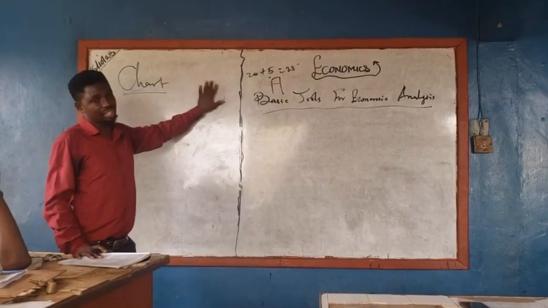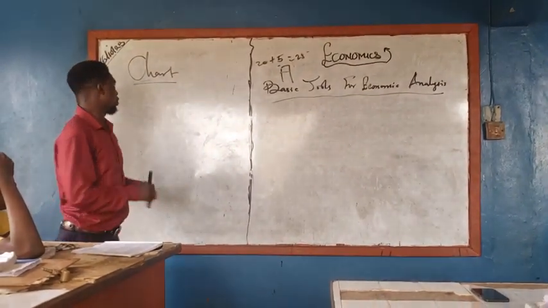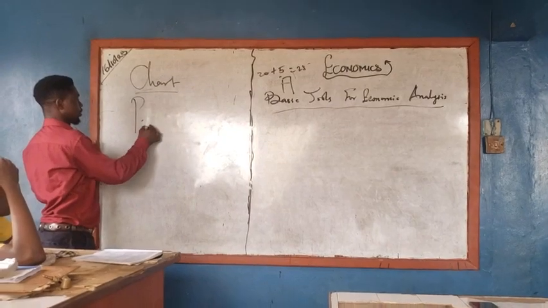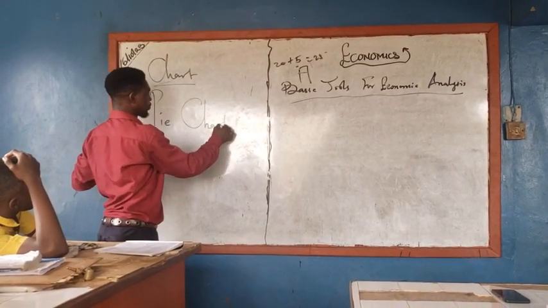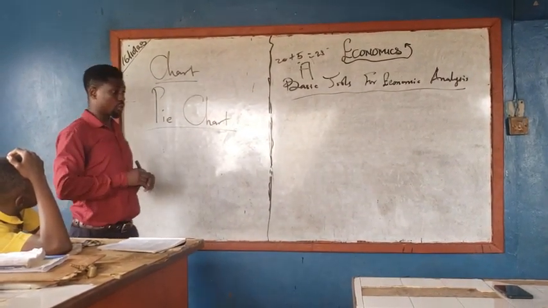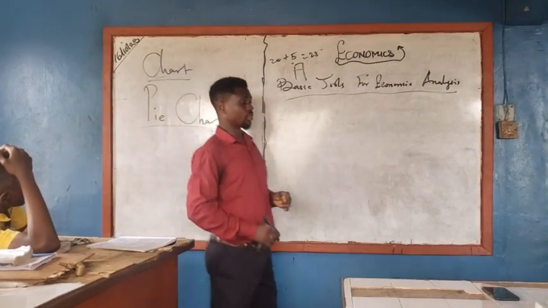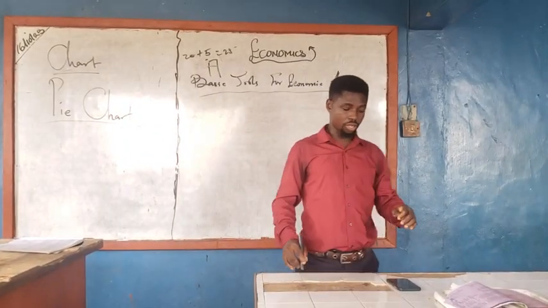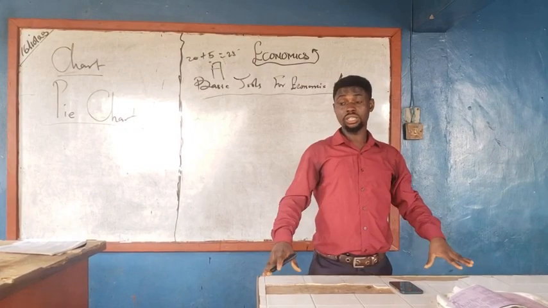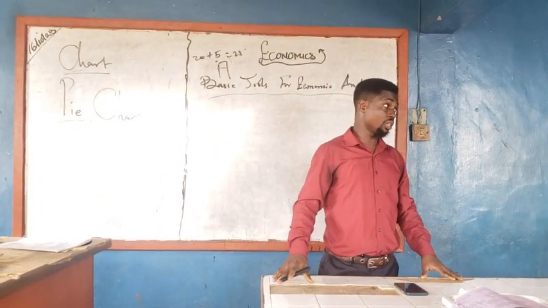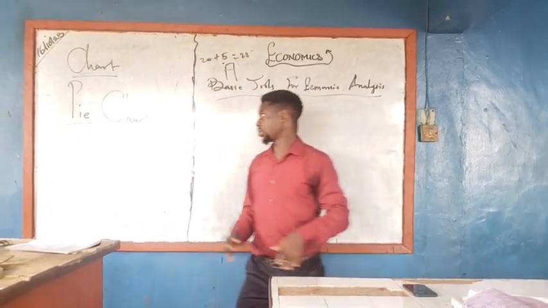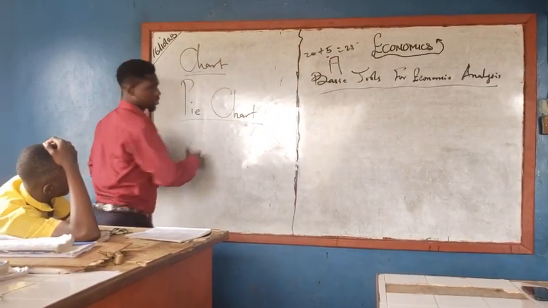Right. The next chart we are going to talk about is called pie chart. It is the third one, the one I said I will come back to. We have discussed pictogram and bar chart, and I believe you understand the two. Yes, sir. Now let's talk about pie chart. What is the meaning of pie chart?